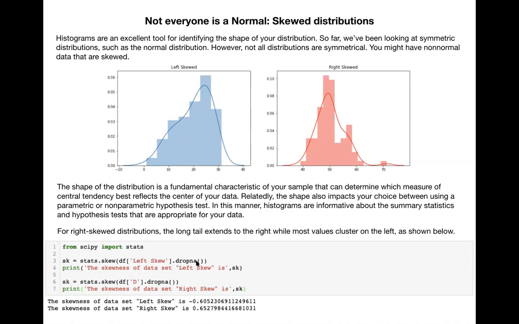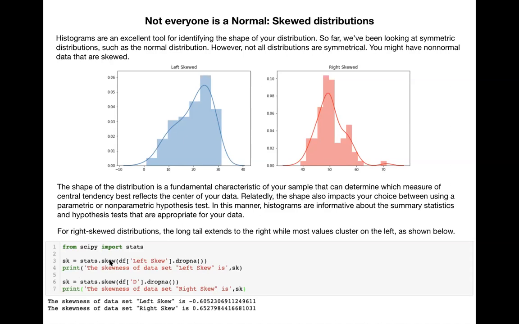I'm dropping all the NaNs because if you put NaNs in there, it will tell you that the skewness is probably not a number or INF, right? So we do the same thing for the data column D here, and you can see that for this one, it's a left skew, and the skewness is minus 0.6, which means that it's negatively skewed. And for the other data set, it's positive 0.6, and that means it's positively skewed, or right skewed. So use the skew function to test whether the distribution is skewed or not.